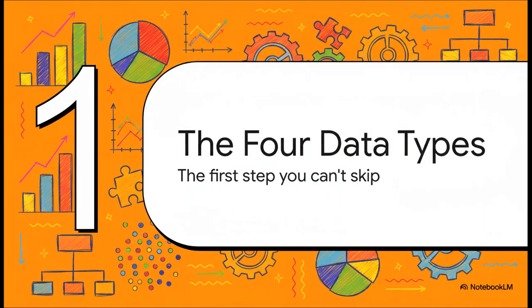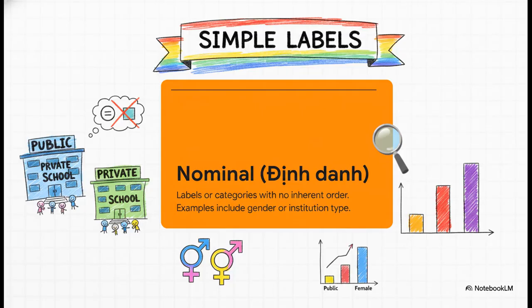Okay, before we calculate a single average or draw a single chart, we have to know what kind of data we're even dealing with. Now, I know this might sound a little bit like theory, but trust me, getting this wrong can lead you to some completely wacky and meaningless results. So let's start with the absolute foundation. First up, we've got nominal data, or định danh.